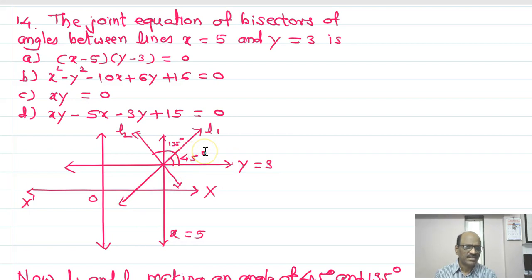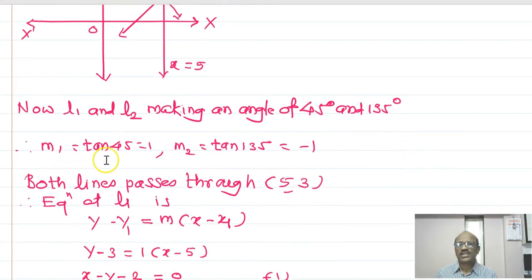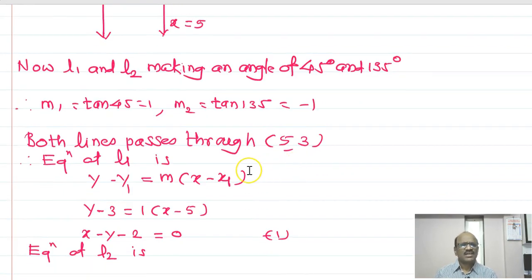Therefore, here we will take this angle as theta 1, that is 45, and the next angle is also a bisector. Again, this is 90 plus 45, it makes an angle of 135, and we will find the equation of the line. Let L1 and L2 make angles of 45 and 135. That is, m1 is equal to tan of 45 is equal to 1, and m2 is equal to tan of 135, that is equal to minus 1. Now this line passes through the point 5, 3.